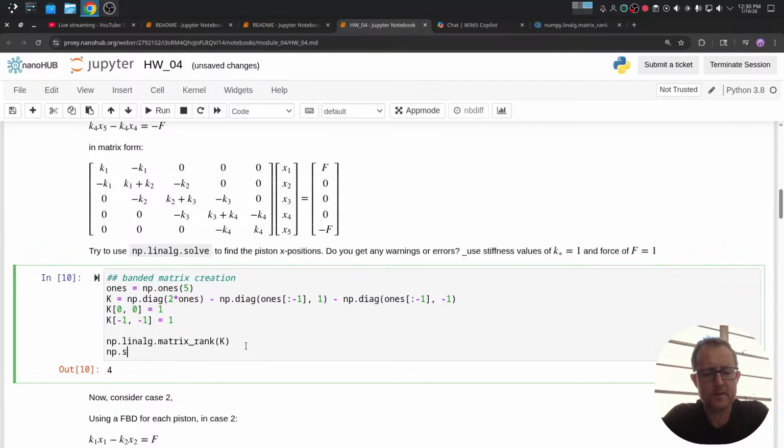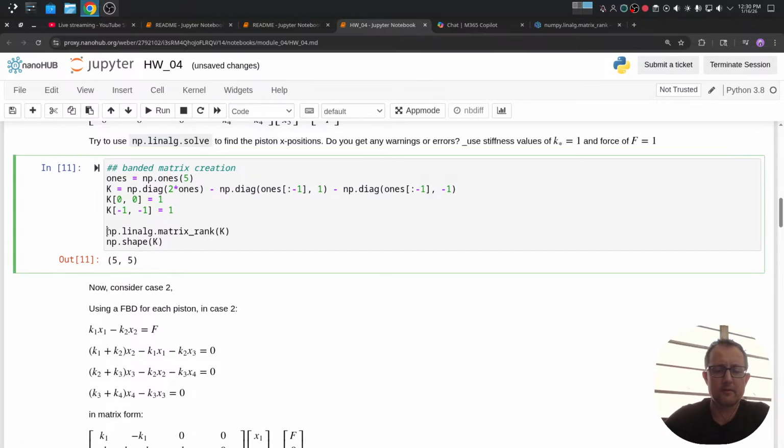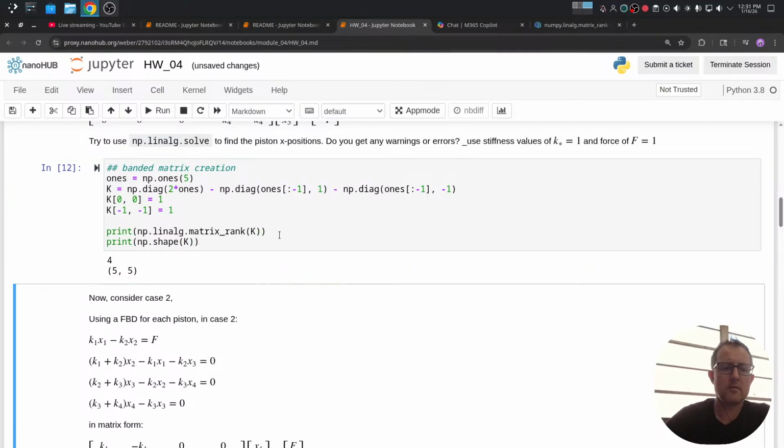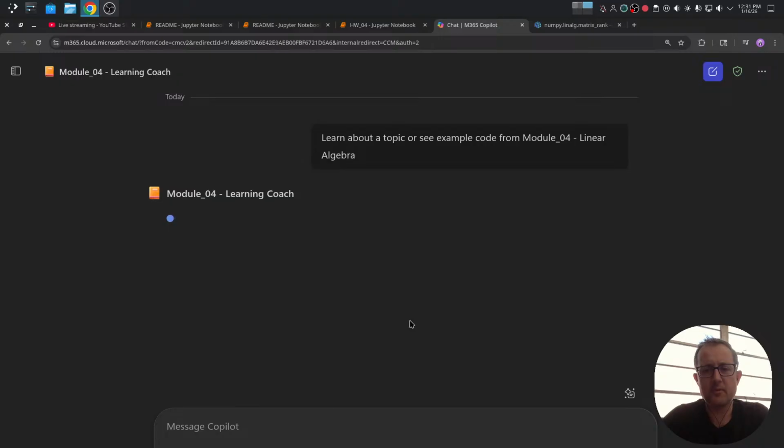And then here we can just say shape of K. Oh, and we should probably print out these two, right? All right, K is a 5 by 5 matrix. Its rank is 4. What does that mean? And here I was wondering where people had come up with this.